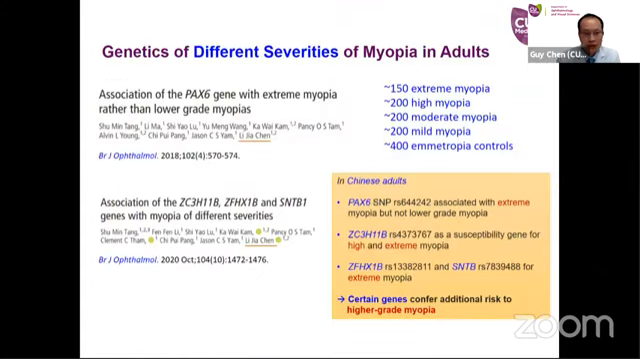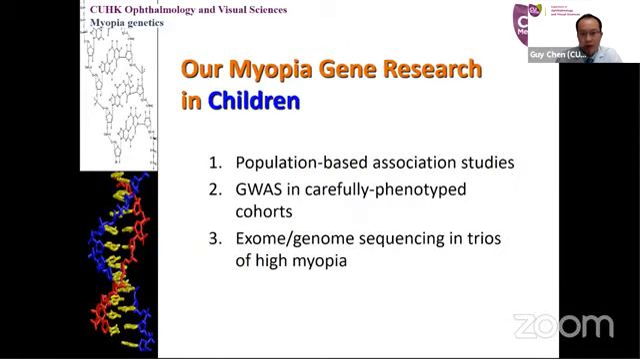However, this GWAS mainly targeted high myopia, but we wanted to determine the roles of those genes in different severities of myopia. Therefore, we conducted the candidate SNP analysis in different grades of myopia, and we found that most of the genes were associated with higher grade myopia. These genes can be risk factors for myopia progression. However, we cannot test this hypothesis in adults.